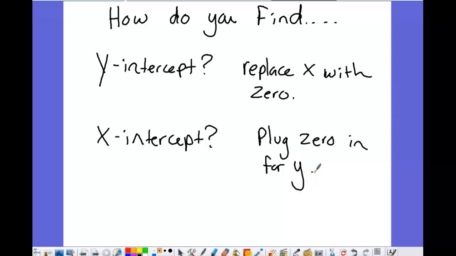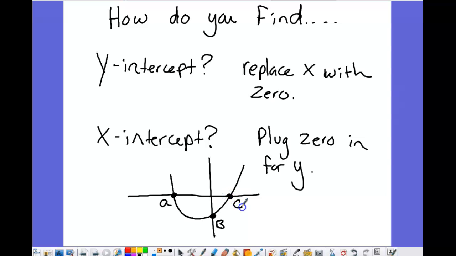Now, on a graph, I'm going to draw a picture here. I'm going to label these A, B, and C. Which one of these is an x-intercept? A and C, right? B is the y-intercept, because B is where it's touching the y-axis. Oops, an extra mark there. Let me undo that. Just the y-axis, x-axis. So B is where the parabola is touching the y-axis. A and C is where it's touching the x-axis. So these are the x-intercepts, and that one there is the y-intercept. Okay? So that's just some review stuff that we talked about.